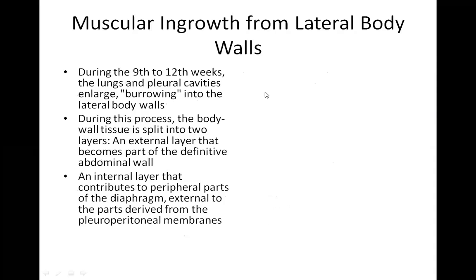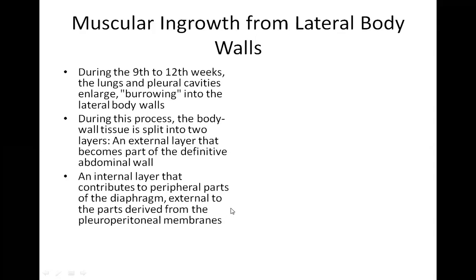Now the muscular ingrowth from the lateral body walls. So during the 9th to 12th week, the lungs and the pleural cavities enlarge, burrowing into the lateral body walls. During this process, body wall tissue is split into two layers: an external layer that becomes a part of the definitive abdominal wall, and an internal layer that contributes to the peripheral part of the diaphragm, external to the parts which are derived from the pleuroperitoneal membrane.